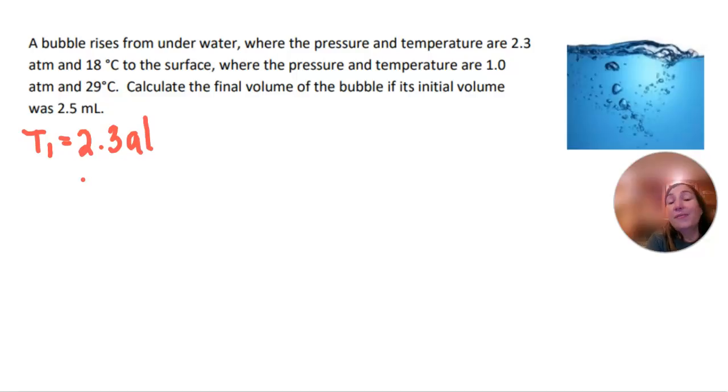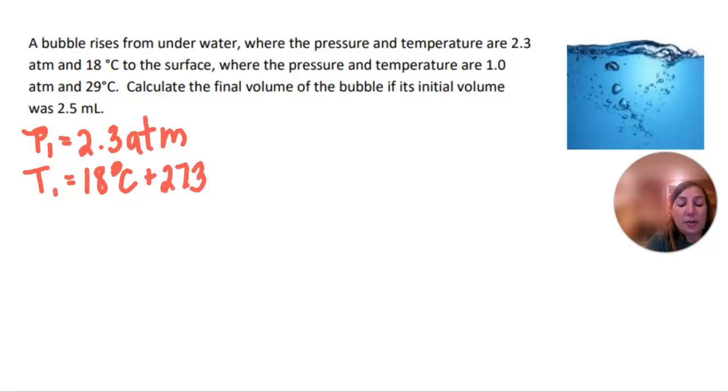Oh, I was putting the wrong thing. That'll be P1. P1 will be 2.3 atm, right? And T1 will be 18 degrees C. And we're going to add 273 to make that Kelvin. When we add 273, we should get 291 Kelvin.